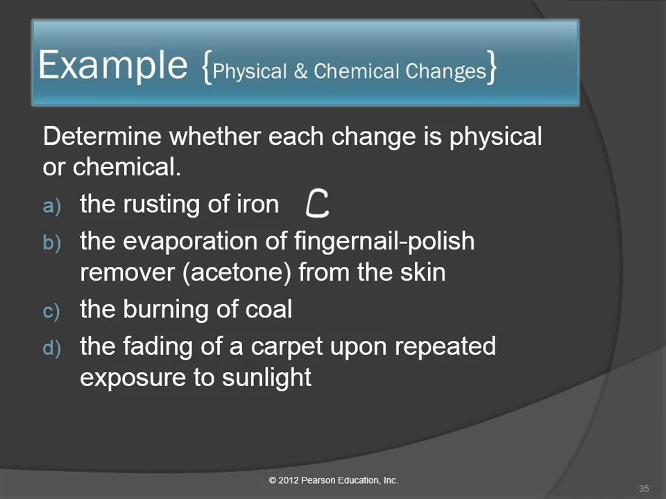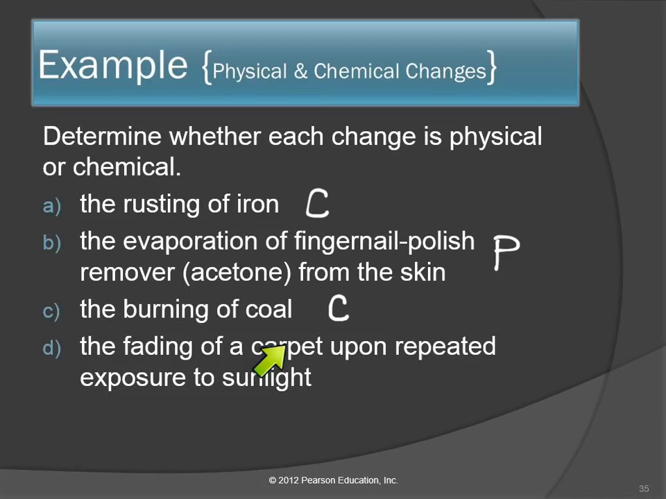The evaporation of fingernail polish remover from the skin. So acetone, you take your fingernail polish off and the acetone evaporates from your skin. Physical. A clue here is this word, evaporation. That's the name of a state change. So this is a physical change. The burning of coal. Chemical.